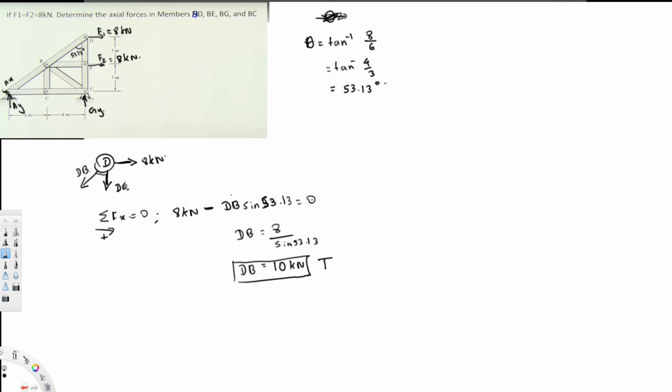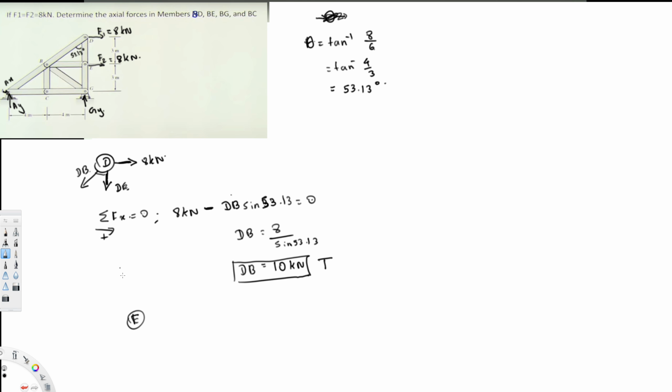We are done with DB. Now if we pick up point B, we have found DB, but what happens if I pick up this one? We have 1, 2, 3, 4, so many unknowns, so we don't have to do that. But there's another thing we can do. When we have a member directly vertical or directly horizontal, we can consider taking that joint because it's easy to figure out. So let's see, if I take this E, what happens?